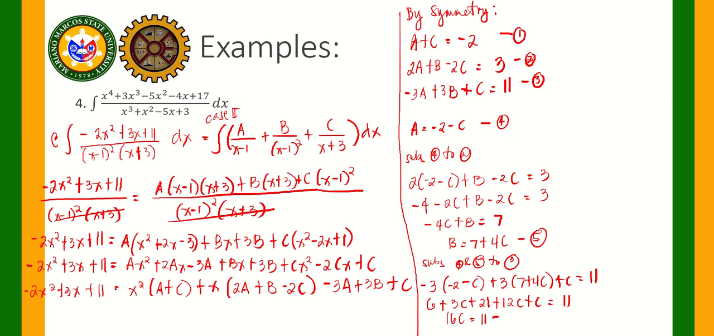So, transpose natin sa kabila, magiging negative 27. And solving for c, we will have a value of negative 1. Kasi 16c is equal to 11 minus 27 is equal to negative 16. So, we have a value for c which is equal to negative 1.